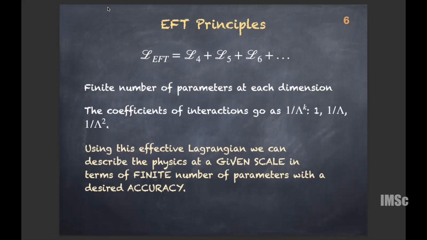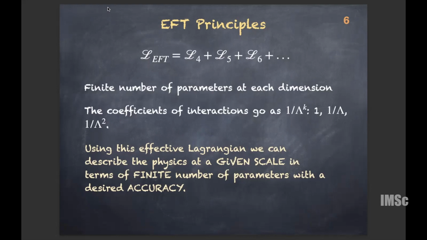But by definition, this C has lower dimension, because we are saying this operator O5 will be of dimension 5. The coefficient will be dimensionless because we have suppressed it by a power of lambda. So we have compensated the dimensions of the operator by lambda. Okay, so everything is dimension 4. The C's are dimensionless. They have dimensions of the respective terms.